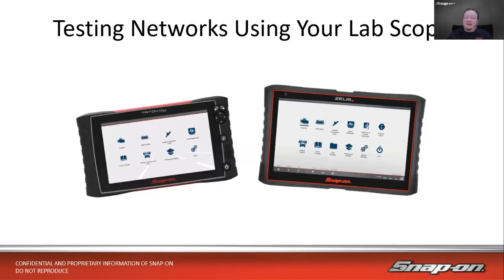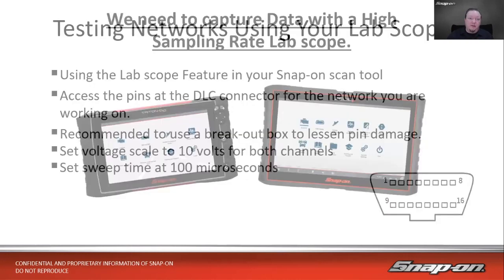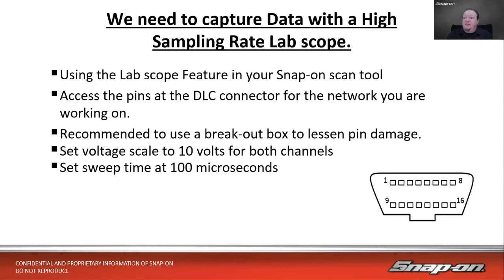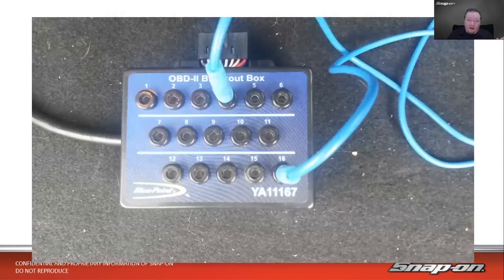So let's talk about testing networks using your scope, because if you're going to test a network, test for the integrity, look at the signal, you really need to use a scope to do this. So you need to have a high sampling rate lab scope. Use the lab scope feature in your Snap-on scan tool if you have it. Access the pins at the DLC connector for the network you're working on. I recommend using a breakout box to lessen pin damage. You don't want to front probe it, and you don't want to back probe it. Set the voltage scale to 10 volts to start, and then set the sweep time at 100 microseconds. You may need to adjust depending on what the signal looks like, but that's a good place to start. And there's an example of one of the breakout boxes we have.